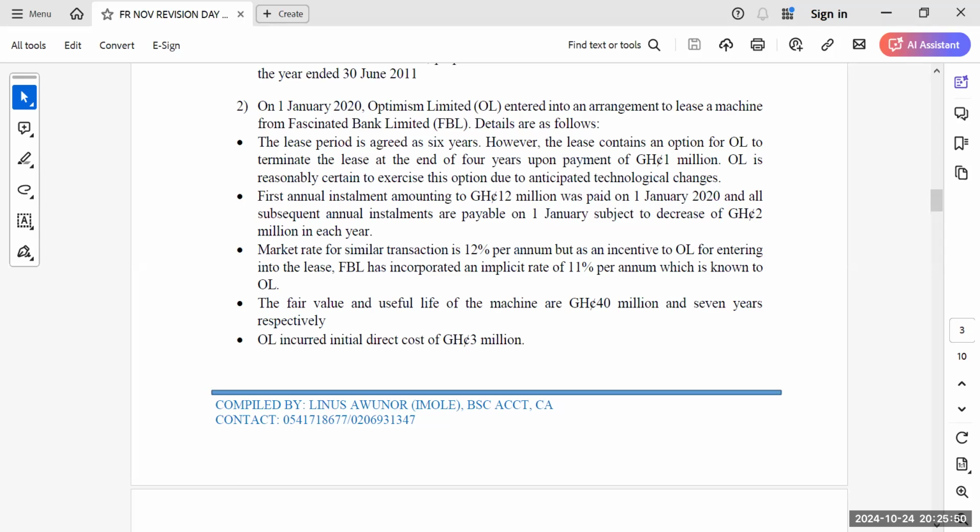The lease period is agreed as 6 years. However, the lease contains an option for OL to terminate the lease at the end of the 4th year upon payment of 1 million. OL is reasonably certain to exercise this option due to anticipated technological changes. So the lease period will now be what? It was 6 years, but they have the option to terminate and are now certain that it will be terminated. So the lease period will now be 4 years, isn't it? Yes, sir.